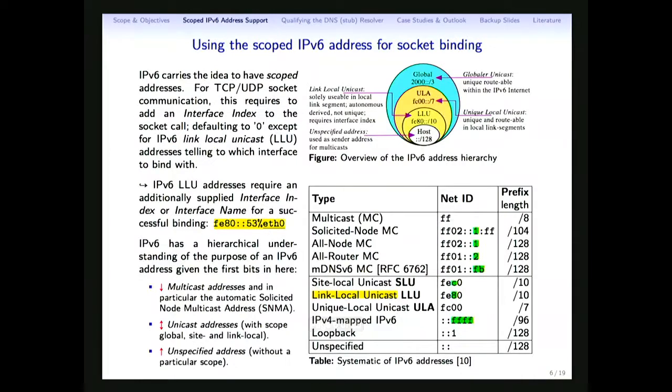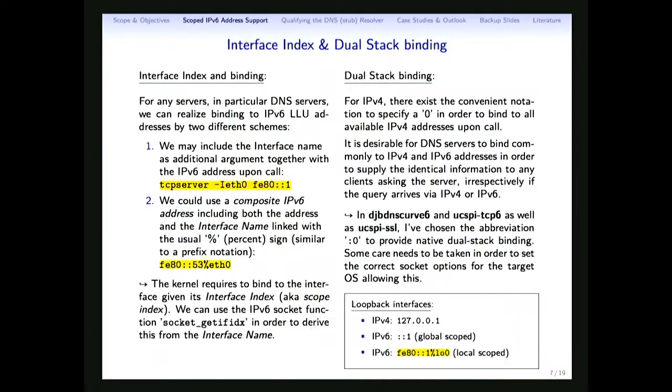And then you can get the hierarchy here. We have the host addresses here, the loopback address here. We have the LLU addresses. We have the ULA addresses, which are a little bit like IP version 4 private addresses. And we have the routable addresses in the IP network, which is the blue zone over here. So the problem is now how to make a server understand the interface index here. And I have chosen in my software two different ways. The one way you can specify additionally with the IP version 6 address, like FE80::1, for instance, you can specify as a particular argument the interface name, like ETH0 or whatever you like to do.